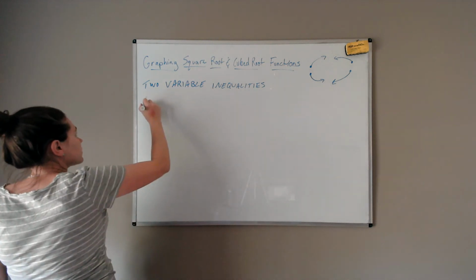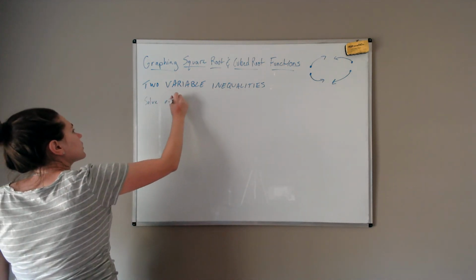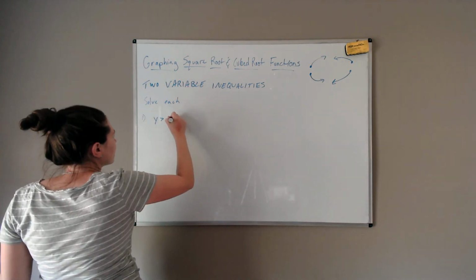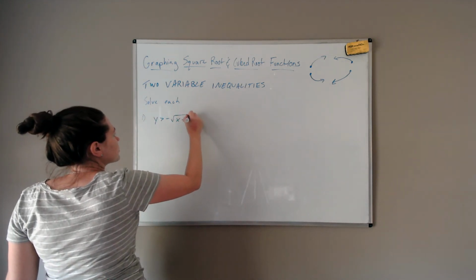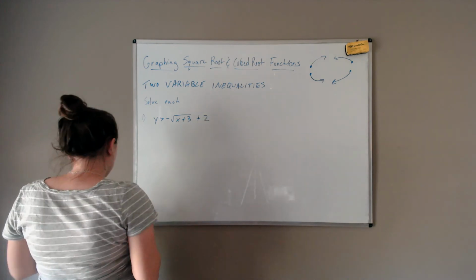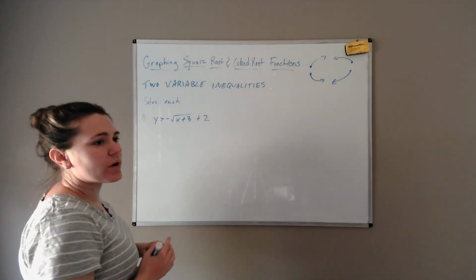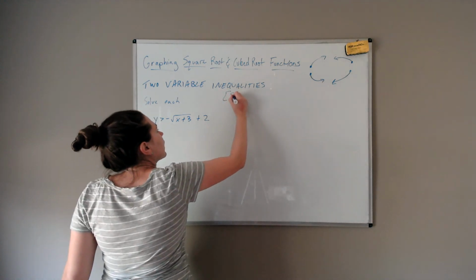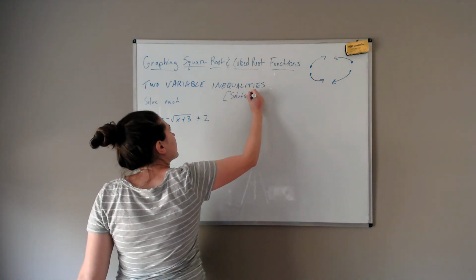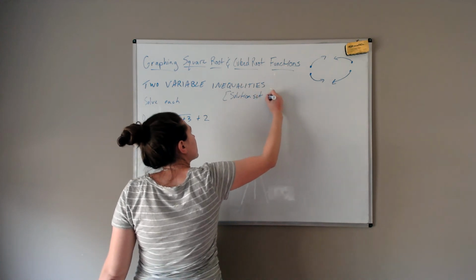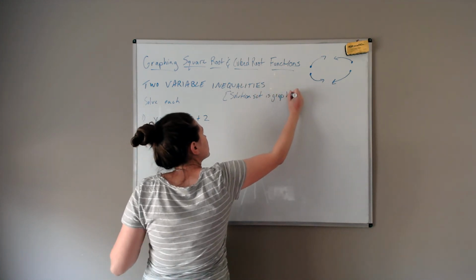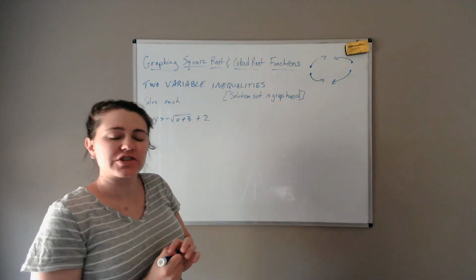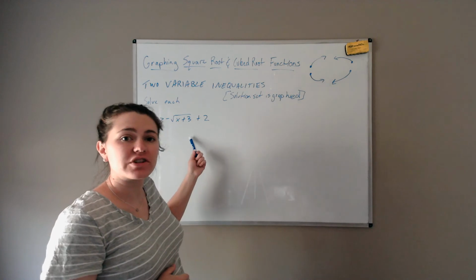Okay, so if I said to solve each, number 1 was y is greater than the negative square root of x plus 3, plus 2. Now this is a 2 variable square root inequality. The solution must be graphed, because the solution to a 2 variable square root inequality is all of the ordered pairs x comma y that make this inequality statement true.